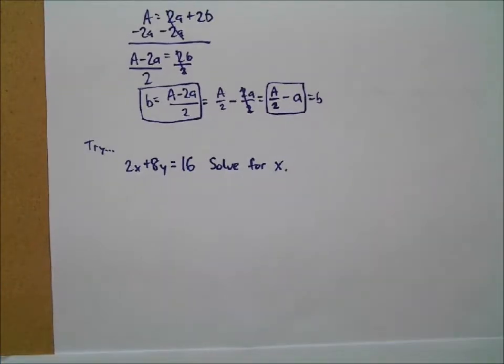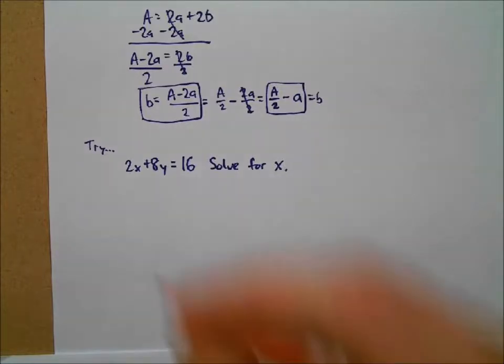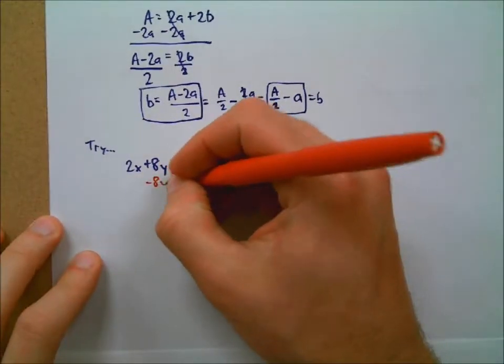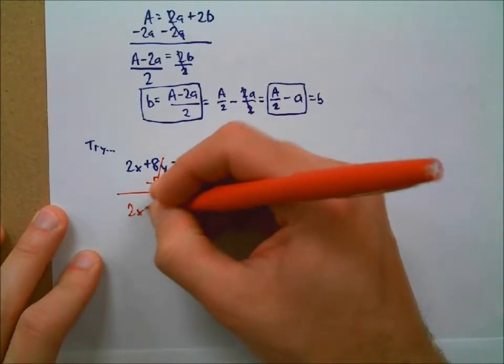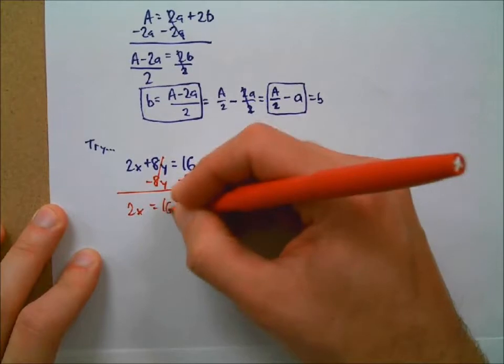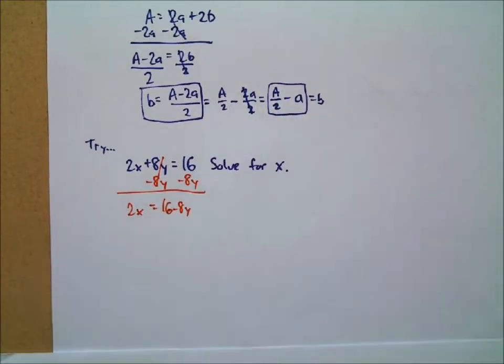Okay? 2x plus 8y equals 16. So, how many people here started by subtracting 8y on both sides? Okay, so this is one way to do it. You can start by subtracting 8y on both sides. You're left with 2x equals 16 minus 8y. Some of you subtracted 8y first.